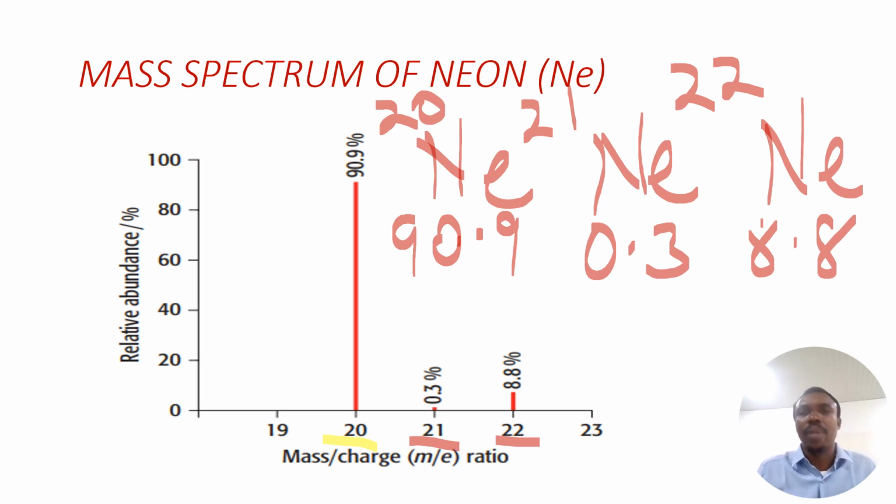Now what happened is that the peak that has the highest mass to charge ratio, or the highest atomic mass, is the heaviest peak. So the heaviest peak is neon 22, which, among the peaks, has the highest mass to charge ratio, or the highest atomic mass. So neon 22 is the peak with the highest atomic mass, or highest mass to charge ratio.